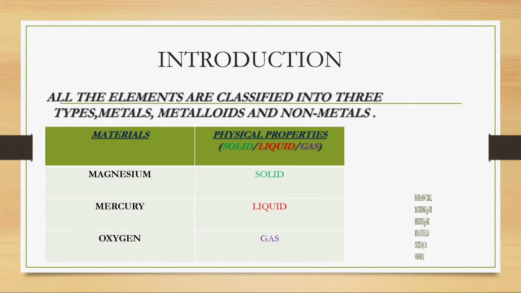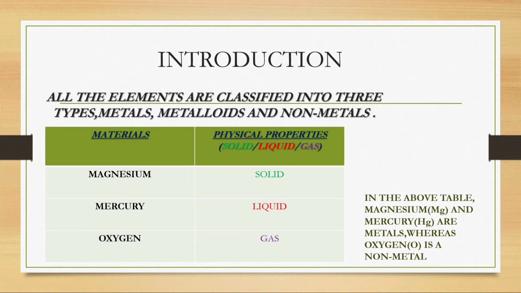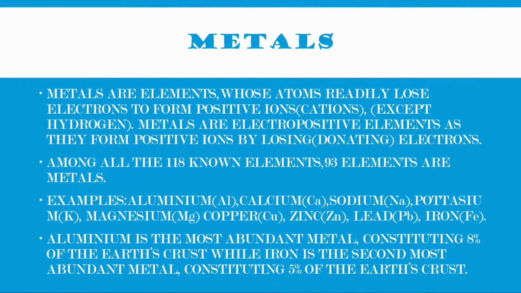All the elements present on this earth are classified into three types: metals, metalloids, and non-metals. As you can see in this table, magnesium and mercury are metals, whereas oxygen is a non-metal. So what are metals? Metals are elements whose atoms readily lose electrons to form positive ions, that is cations, except hydrogen, which can either lose or gain electrons. Metals are electropositive elements as they form positive ions by losing, that is donating electrons.